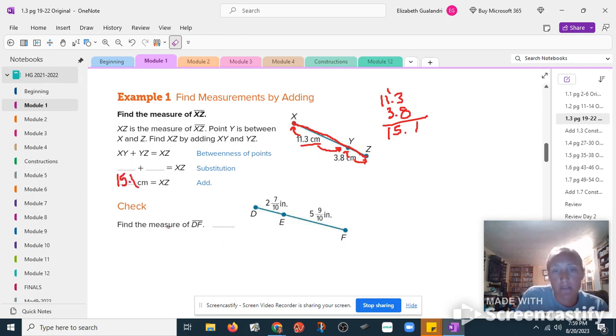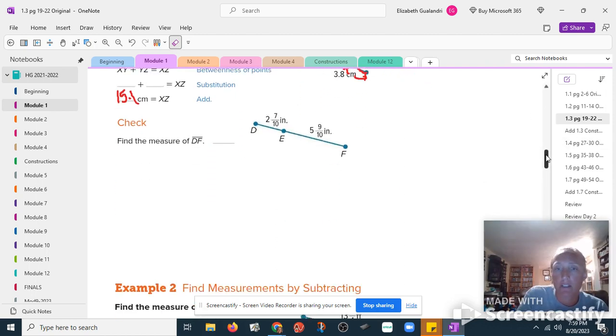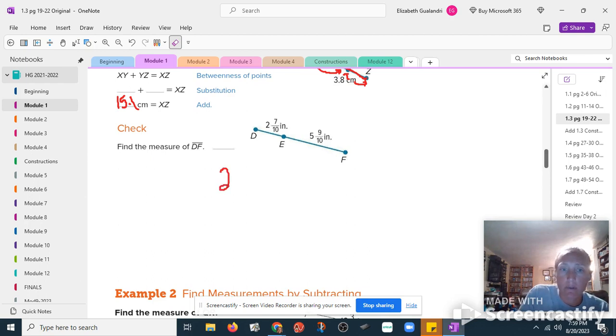Now, if you're asked to find the measure of DF here, this is just a little bit of extra practice with our fractions as well as what we're doing here. So we would do 2 7/10 plus the 5 9/10 here, those 2 parts that add up equal to a whole. So that's something else you'll hear me say is that the part plus the part is equal to the whole. So the DF is the whole in this case.